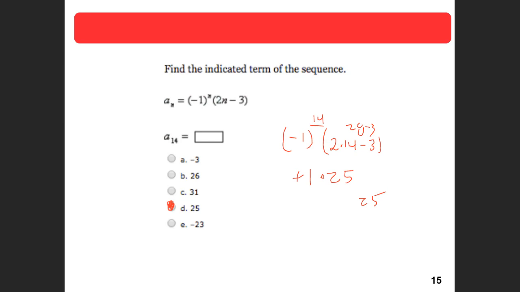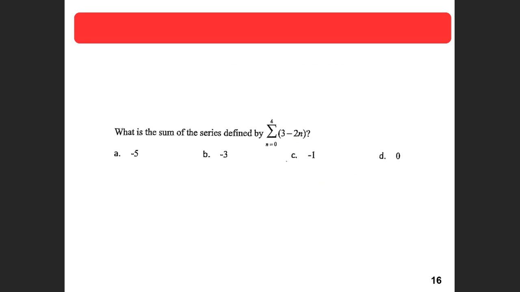All right. Next problem. I'm going to let you guys work on this one. This is a summation problem. I've got n equals 0 to 4 of 3 minus 2n. Tell me what the sum of that sequence is going to be.